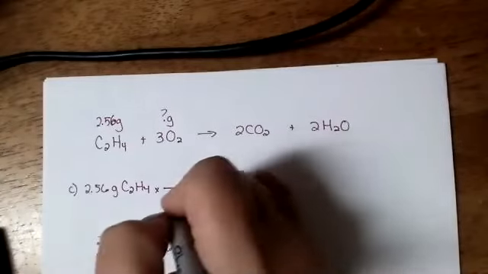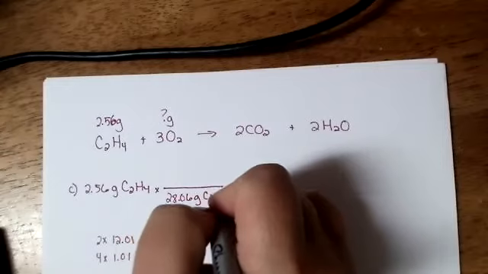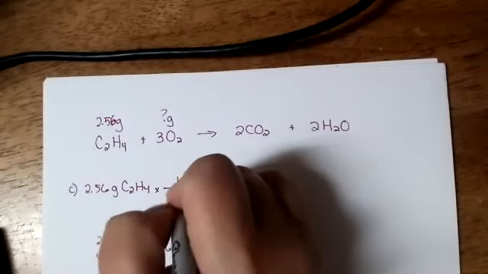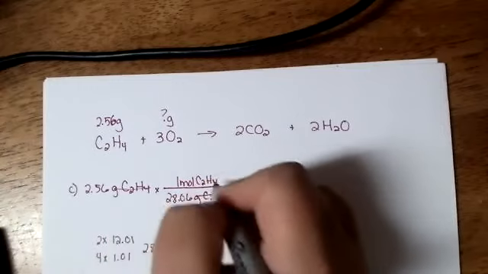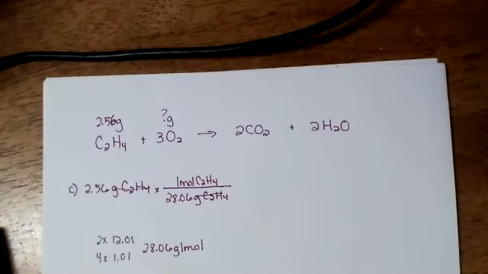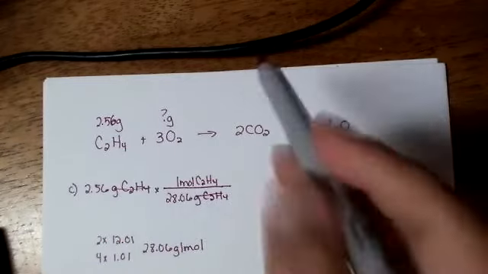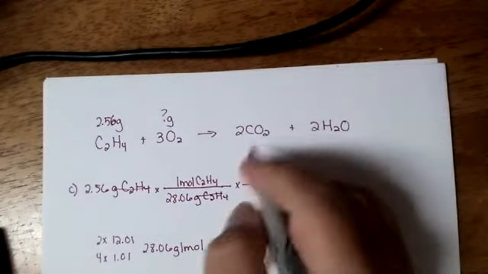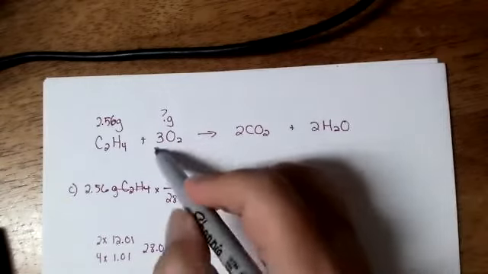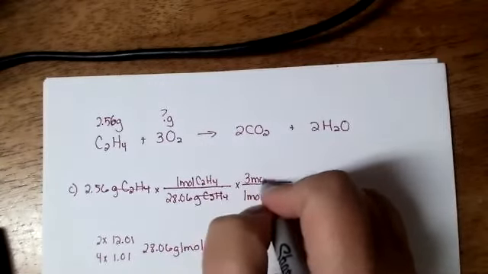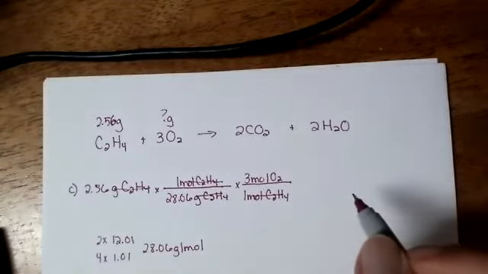Okay, so I'm going to put that in, and my grams are going to go on bottom so that I can cancel out the grams. So those cancel out, and I'm left with moles of C2H4. So now I can bridge the gap from this to this. So I'm going to do my mole to mole ratio. So I have 1 mole of C2H4, and I have 3 moles of O2. So I'm left with moles of O2.